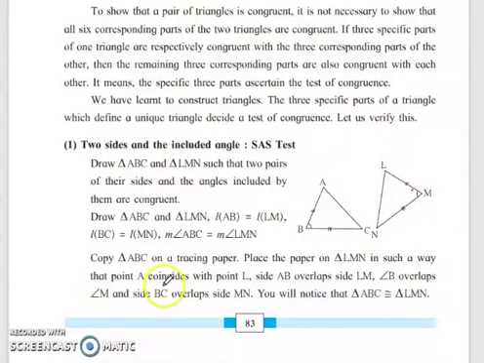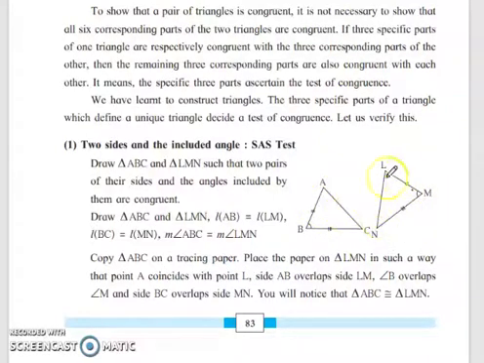And side BC should overlap side MN. This side BC should come on this side MN. So you have to put this traced triangle ABC on this triangle LMN like this, as shown in this example. You will notice that triangle ABC is congruent to triangle LMN, meaning that this triangle ABC will completely cover this triangle LMN.